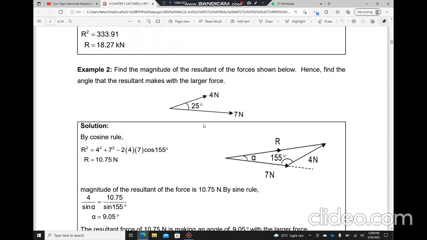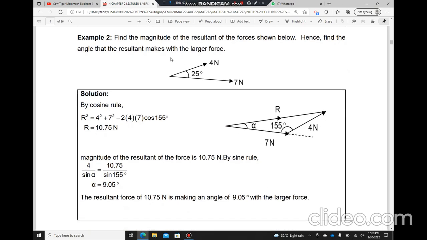Okay, you all cuba selesaikan yang ni. Okay, dia tanya kat sini, find the magnitude of the resultant of the force shown below, hence find the angle that the resultant makes with the largest force. Okay, so first untuk nak cari resultant, guna cara yang tadi, sebab kita ada 7 and then disambung 4 kat sini, so you all dapat resultant here.